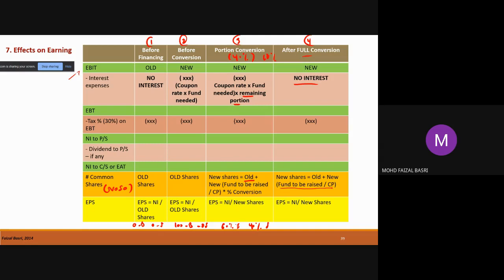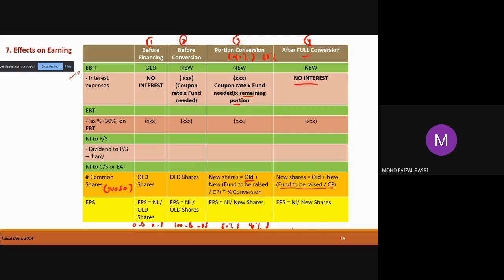So what happened? 60% ni kita kena bayar interest. That's why we multiply with the remaining portion which is 60%. And for the 40% ni akan ada conversion. So akan ada conversion kat bawah ni lah. So meaning there will be additional shares will be issued. Okay, based on this formula.